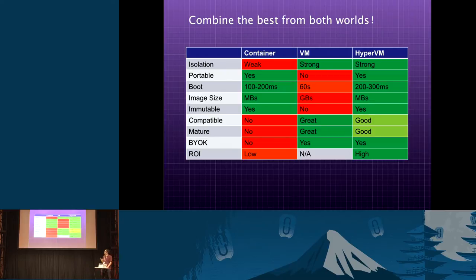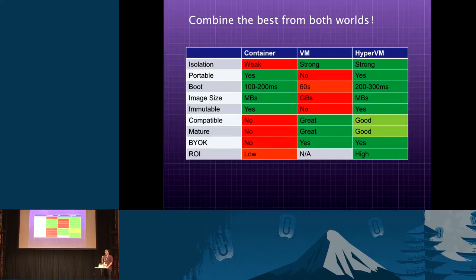So for native containers, it's weak isolation. You share a kernel. Whatever kernel problem there is, you might have the exploit. But VM, on the other hand, is very strong. It's an independent kernel. Hyper just lets you reuse the independent kernel, and you can actually bring your own kernel.